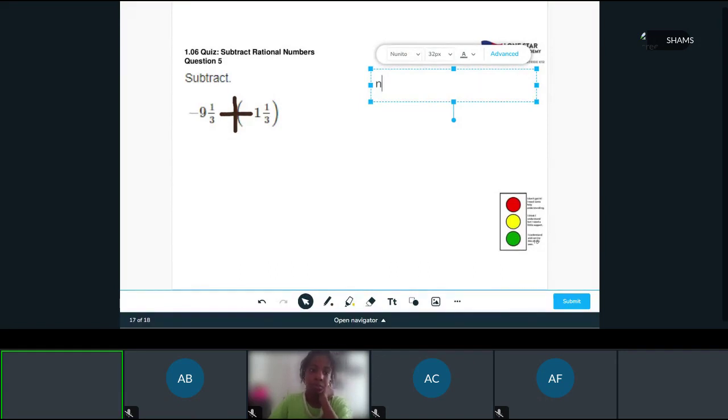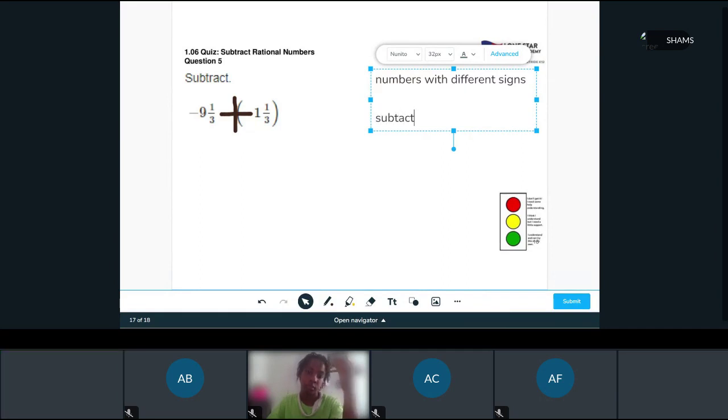Okay, I will just be general. I will say numbers with different signs are being added, right? When numbers with different signs are being added, I will subtract. When I am adding numbers with different signs, I will actually subtract. Okay, I'm going to subtract 9 whole 1/3 and the 1 whole 1/3. The final answer in this case, will that be positive or negative?